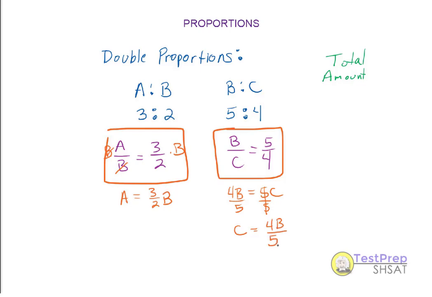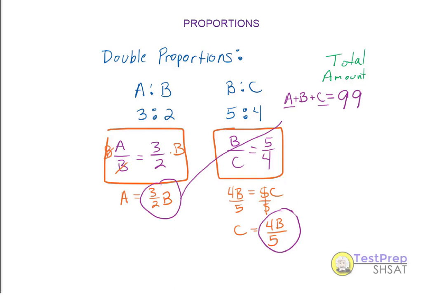or 4/5 B. And like every proportion problem up to this point, not only do they give you fixed ratios, but they give you the amounts of one of the elements, A, B, or C, or in this case, the total amount, which is often how these problems are presented. Suppose the total amount given in this case were 99. We know A plus B plus C, the sum of all the parts, equals the total 99.